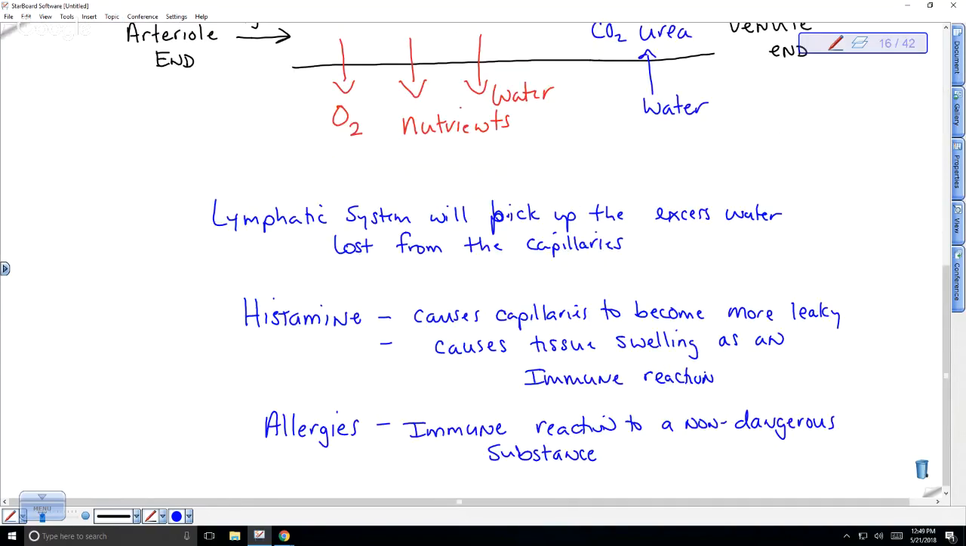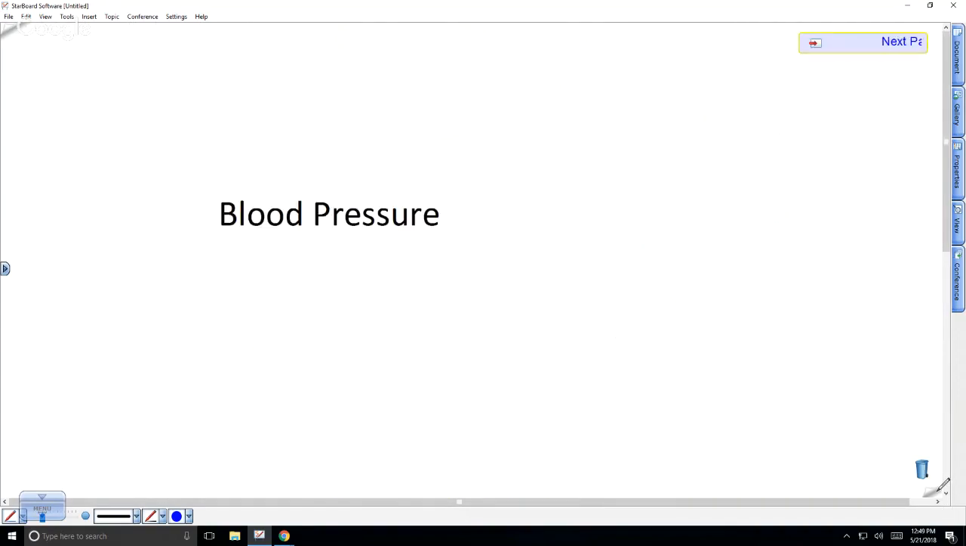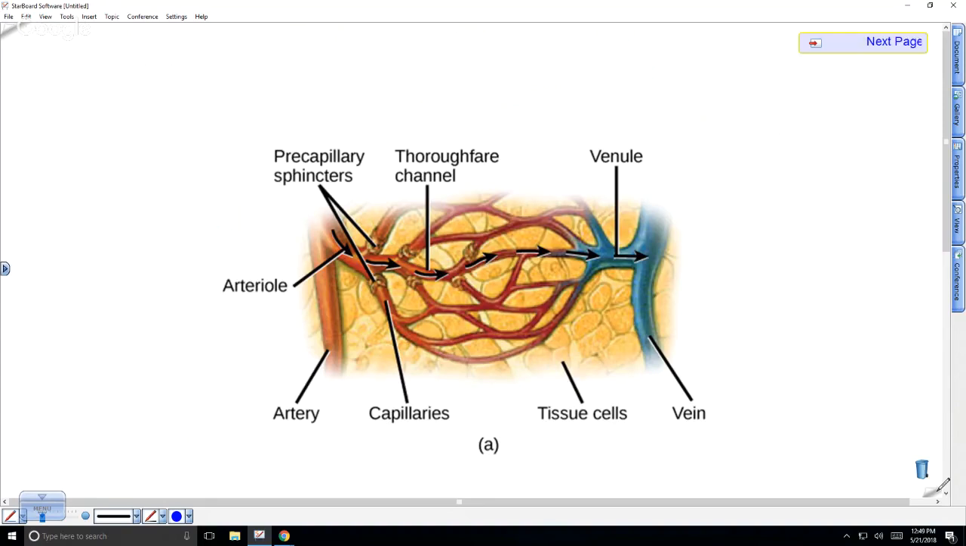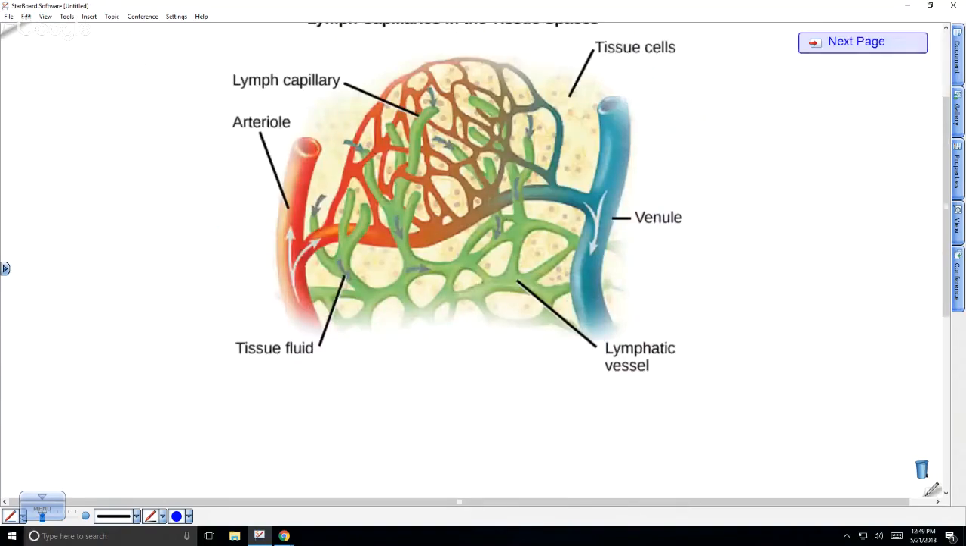So that is capillary exchange. If we look at, I already talked about blood pressure. I'm going to skip over that. Talked about capillary exchange. There we go. So this is the picture. And in this picture, you can see the capillary bed, and you can also see the green structures. Those green structures are lymphatic vessels.